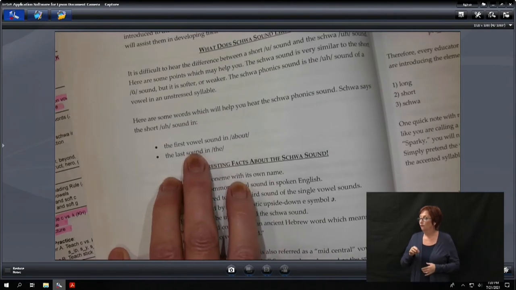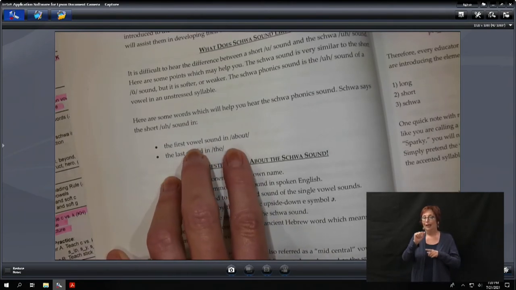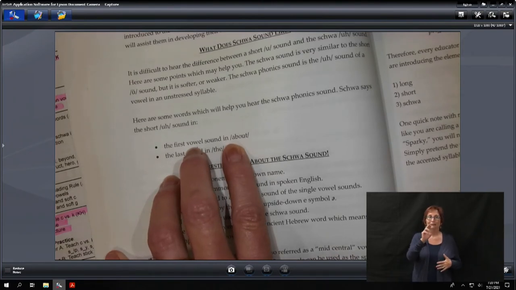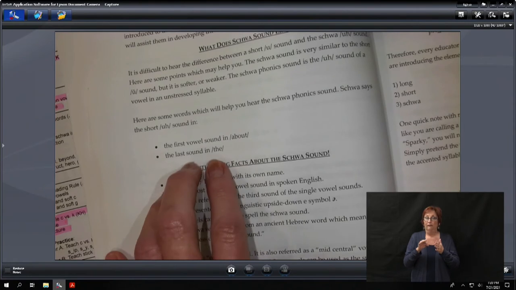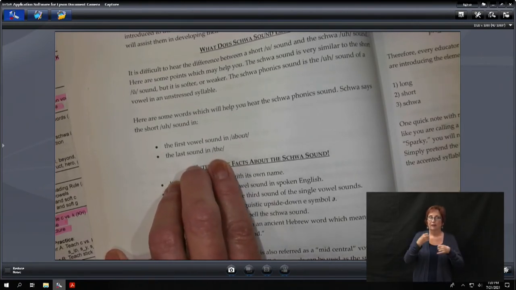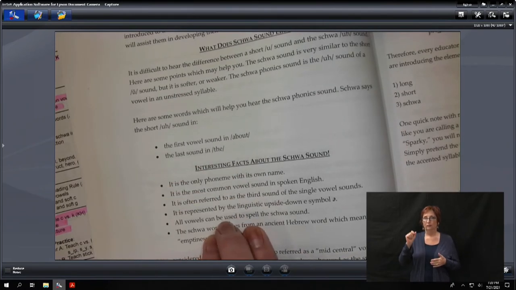If you look at the word about, that first A is schwa. It's saying "uh." And a lot of times when a word begins with an A, it's going to be schwa. We don't say "ay-bout." We say about. Try it schwa. Away. We don't say "I went ay-way." I went away. So very often if an A begins or ends a word, it will be the schwa. And in the word the, the E is making the schwa sound. The. Now we teach that as a red word.